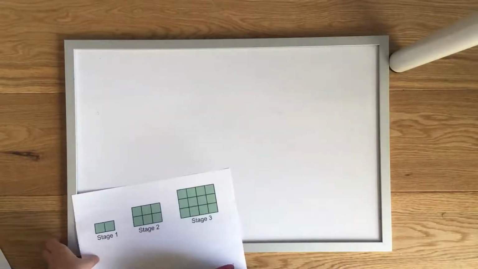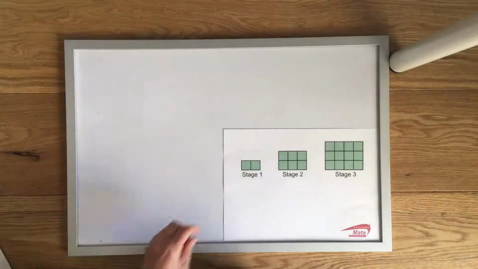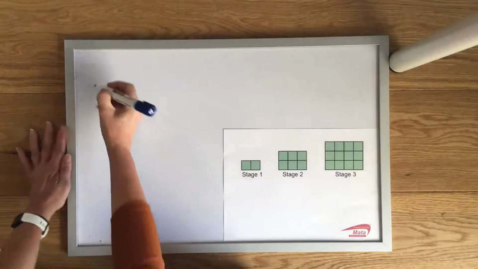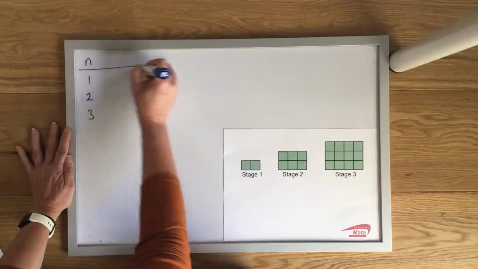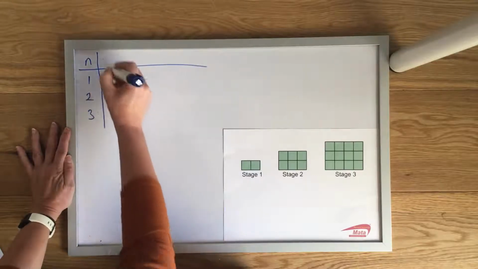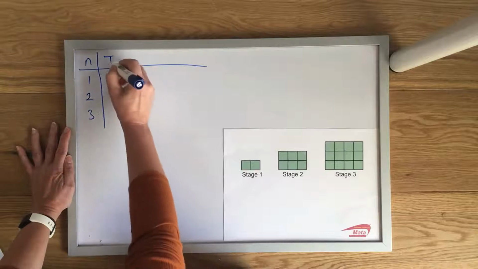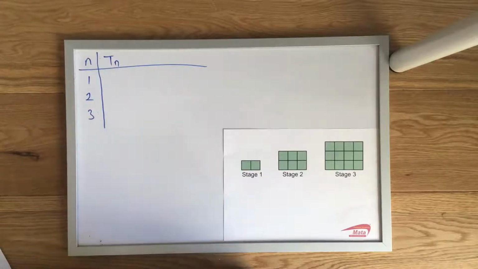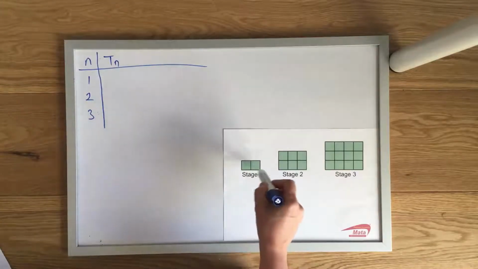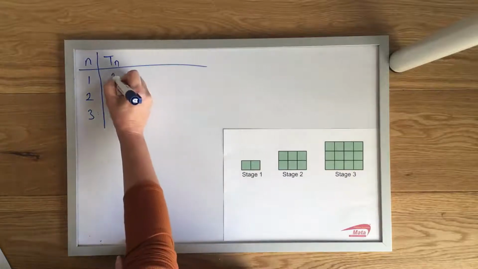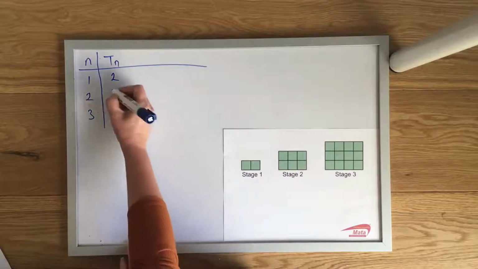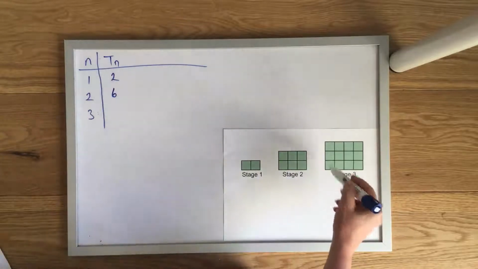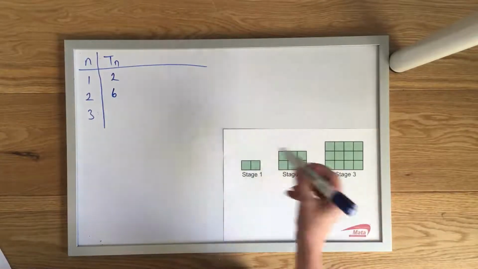So what we need to do is create a table with our 3 terms in it. So we have 3 terms. And what we want to do is count the number of squares in each term. So here in our first term we have 2. In our second term we have 2 times 3 is 6. In our third term we have 3 times 4 is 12.